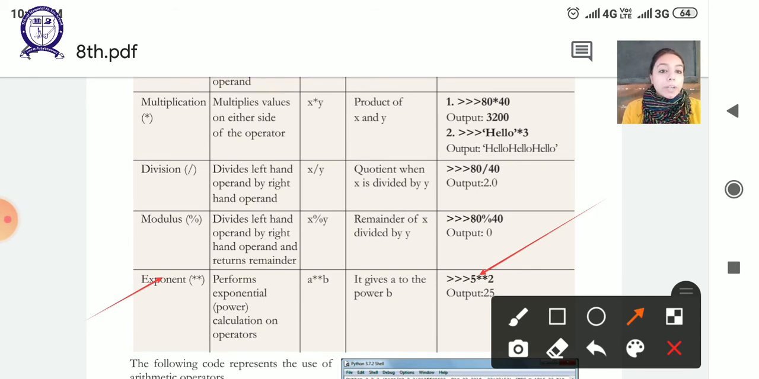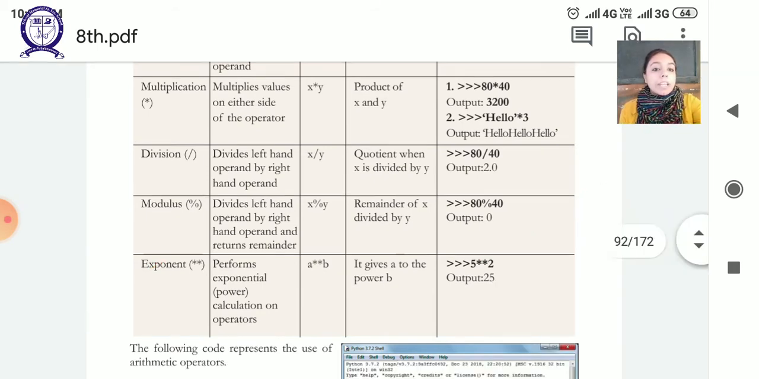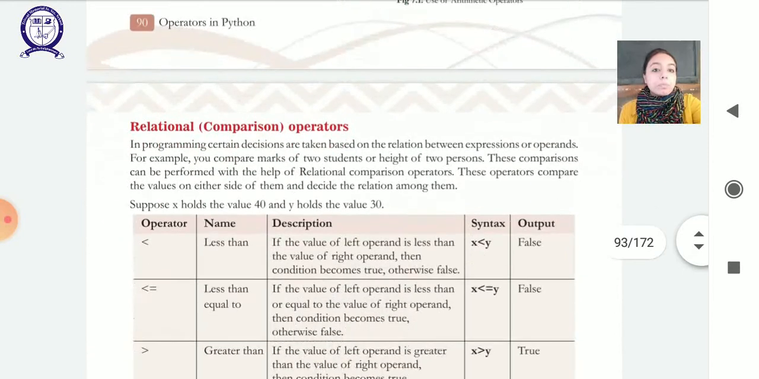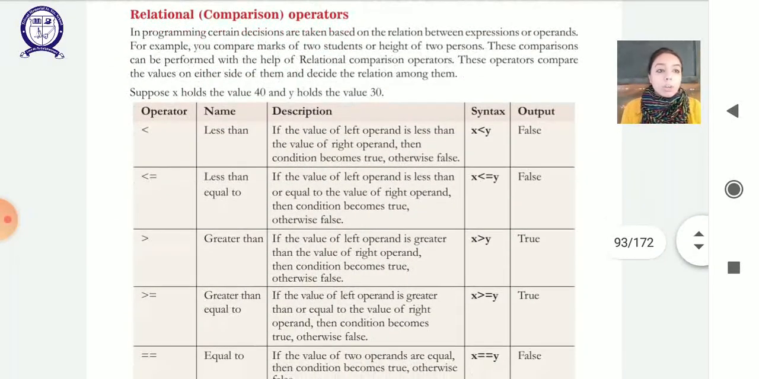So the answer is 25. Okay. Next we have relational operators. We have talked about the arithmetic operators. Arithmetic operators you use in maths also: plus, minus, multiply, divide. Modulus and the exponential operator are new to you in Python. Next we will move on to relational operators.